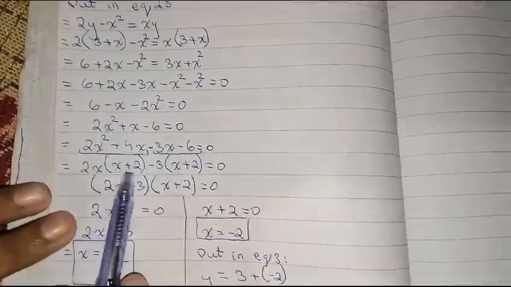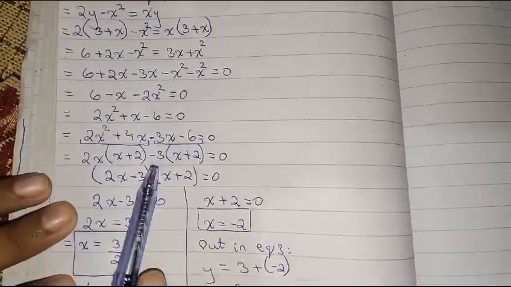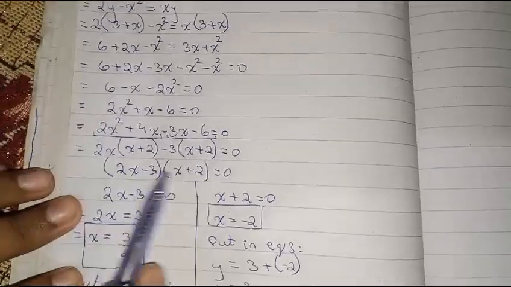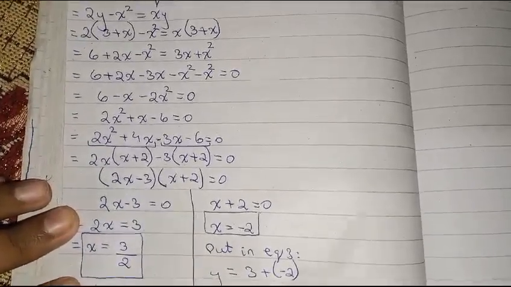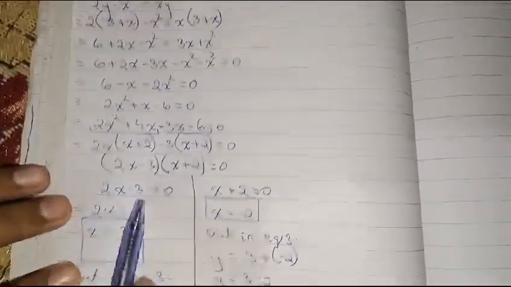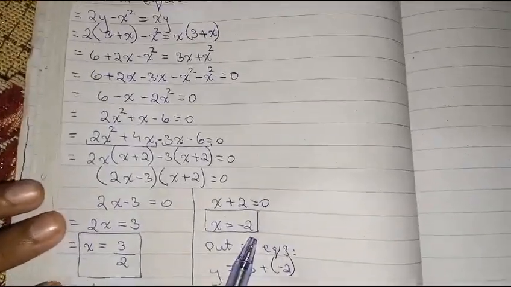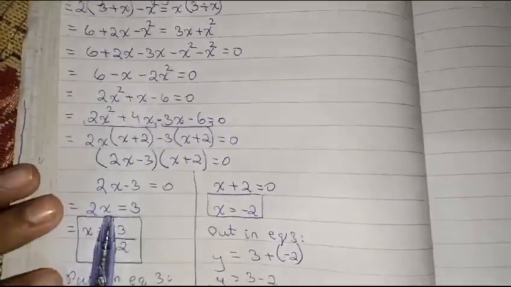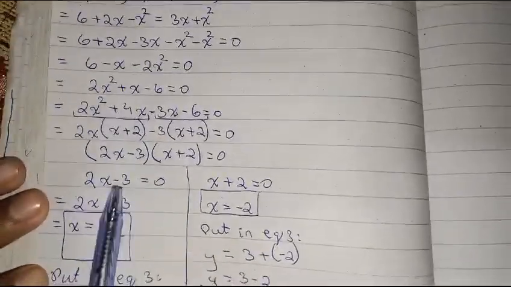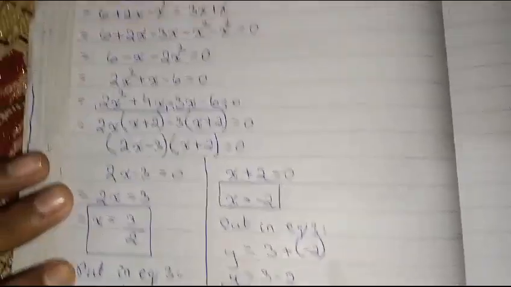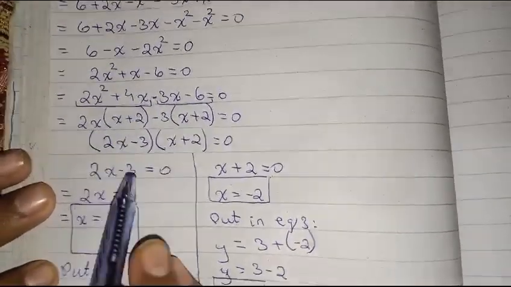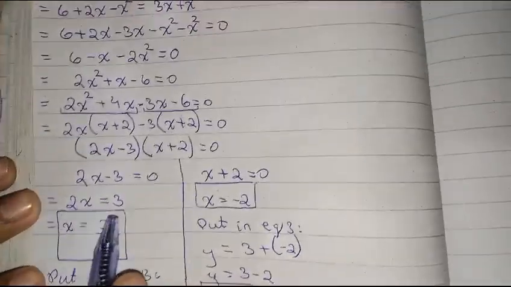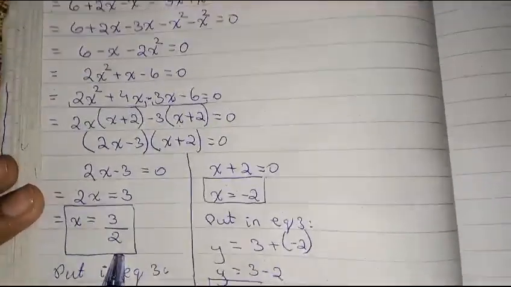So we can write x plus 2 in one bracket and 2x minus 3 in one bracket equal to 0. When these are written in two brackets, we can separate them. So 2x minus 3 equal to 0 and x plus 2 equal to 0. So we have to find the value of x. When minus 3 is shifted to the right hand side, it becomes 3. So 2x equal to 3 and x equal to 3 upon 2 is our answer of x.